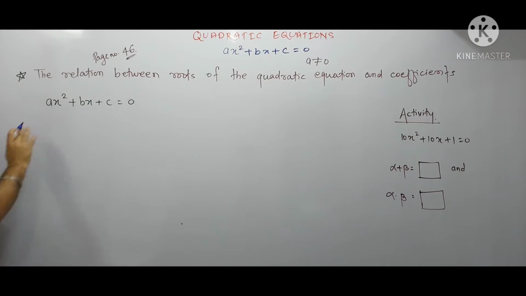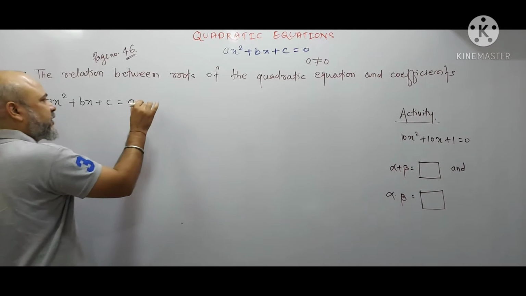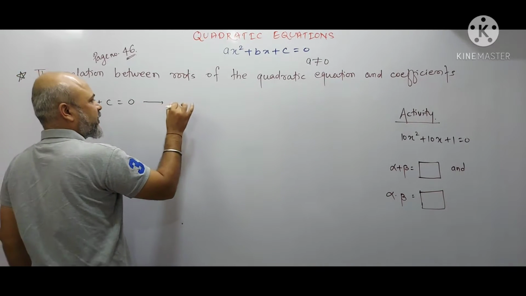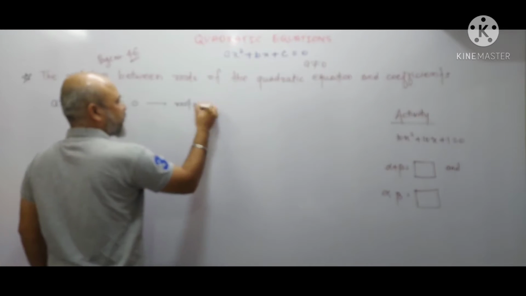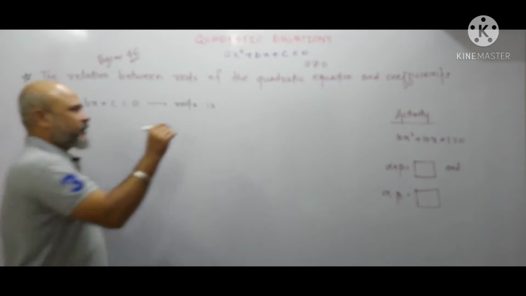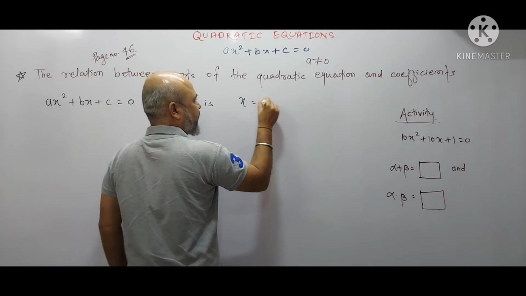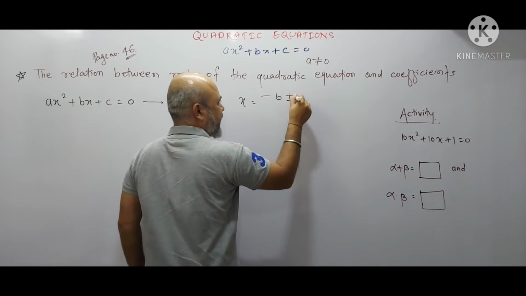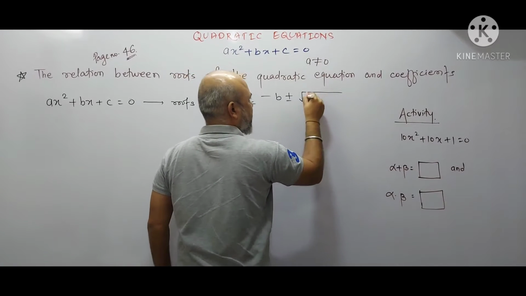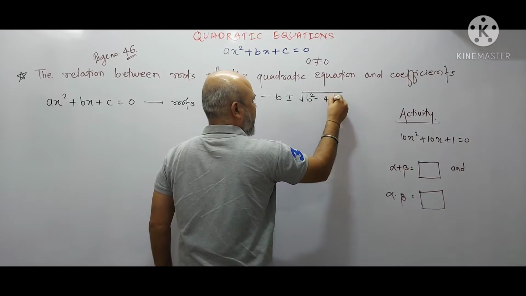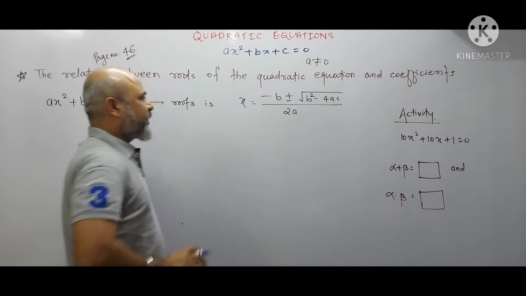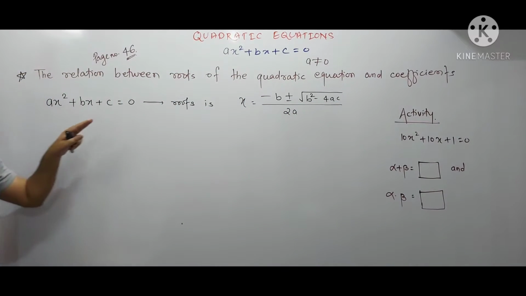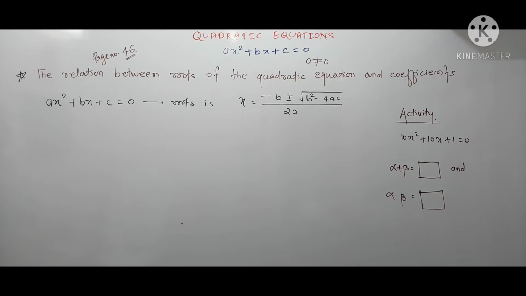ओके, दिस इज अ क्वाड्रेटिक इक्वेशन and the roots of this quadratic equation. What is the root of this quadratic equation? So you will write x = (−b ± √(b² − 4ac)) / 2a. Okay, so this is the root of quadratic equation ax² + bx + c = 0.